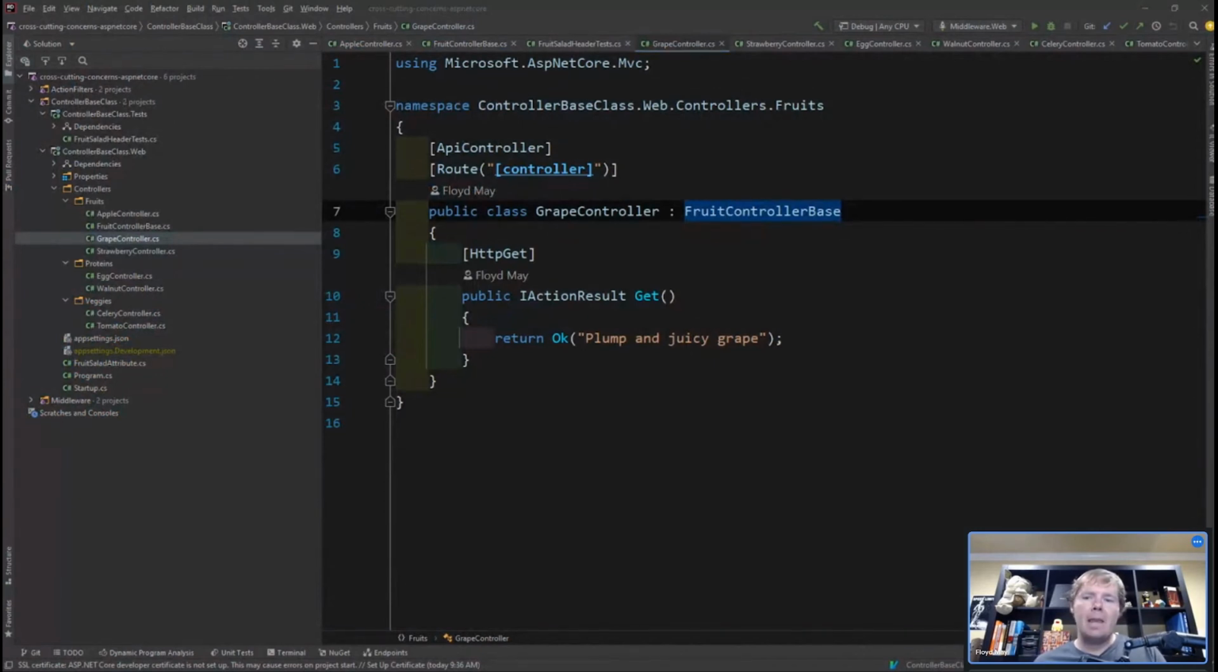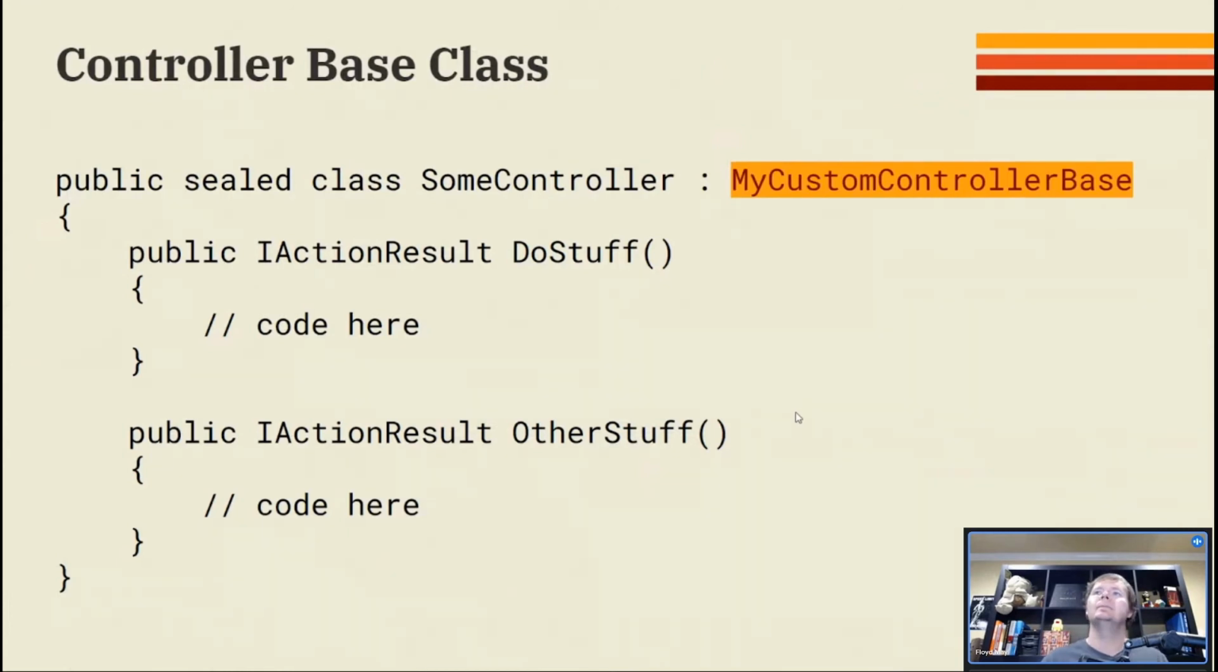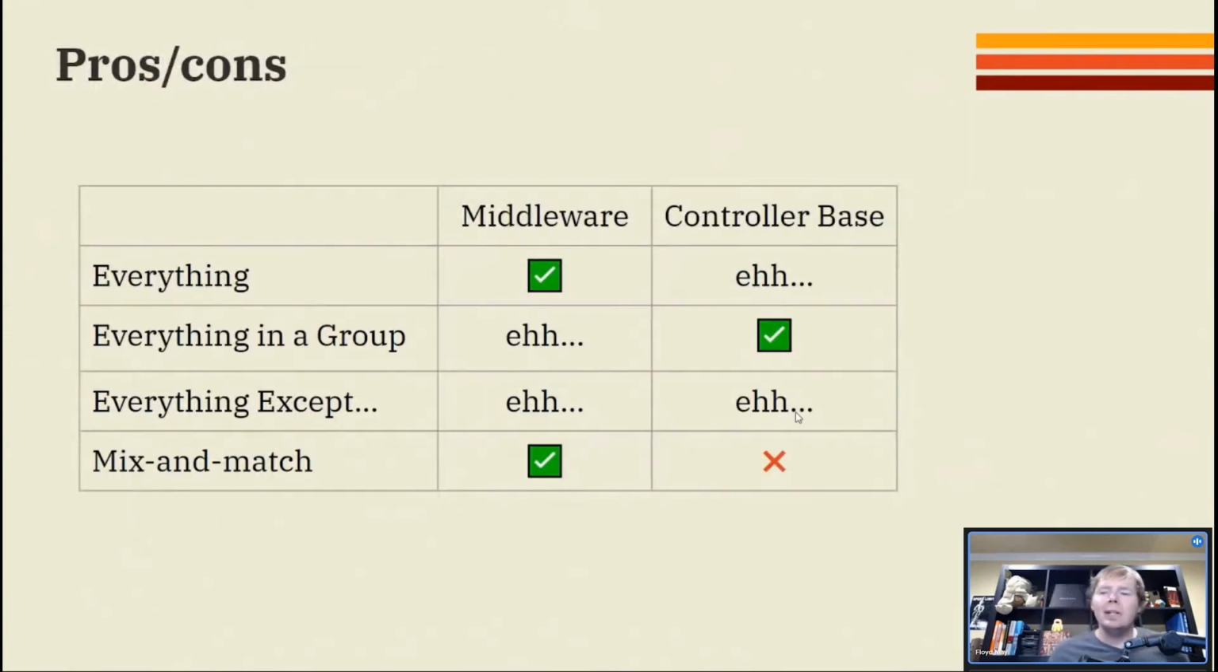Now, as far as controller base classes go, we've got to look at some pros and cons here. If you want to cover everything in your app, you can do it, kind of. You can use the same technique in your test to make sure that everything inherits from the same controller base class. Sure. Everything in a group, this is a great technique. Everything, well, you can maybe kind of sort of force it, but it's going to be painful.